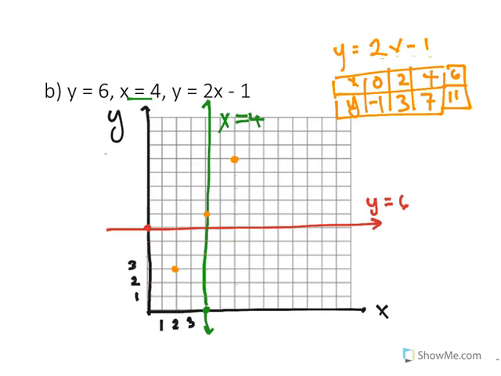Okay, and then draw your line using a ruler. Always extend your line long. And then shade in the triangle formed. And in this case, it's a very tiny little triangle.